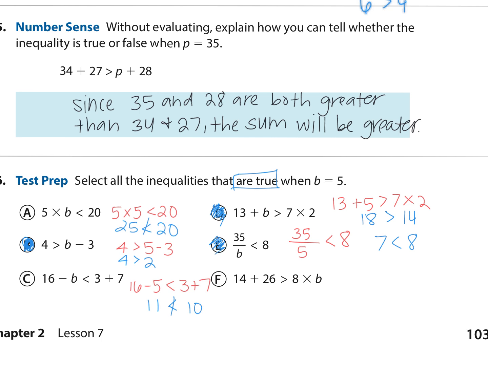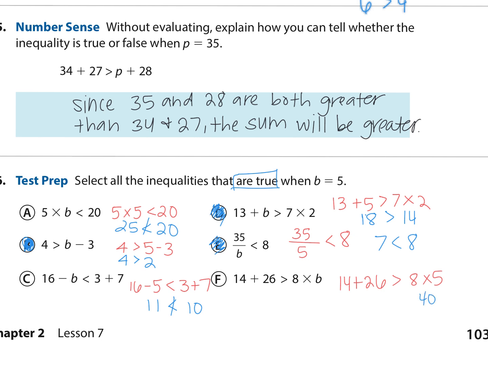Okay, moving to the blue table. What do I write for my first step? If I'm just replacing B, what's it going to look like? 14 plus 26 is greater than 8 times 5. Okay, what's my next step going to look like? And you should be writing this. If you don't have it, you're writing letter F right now. 8 times 5 is 40.